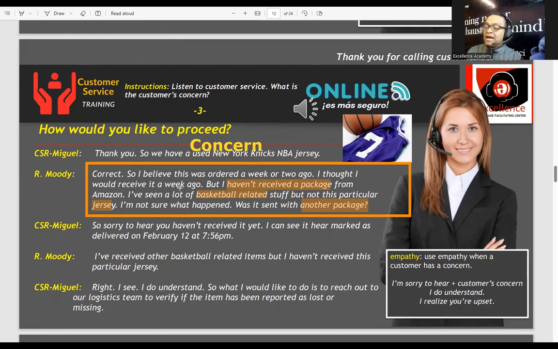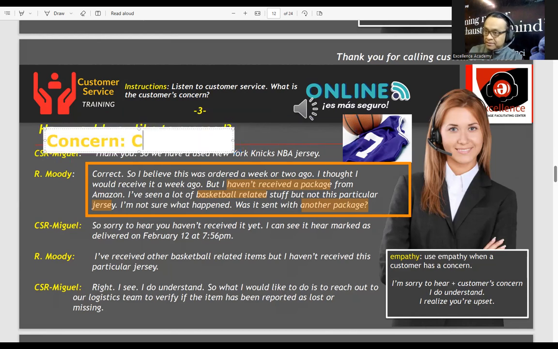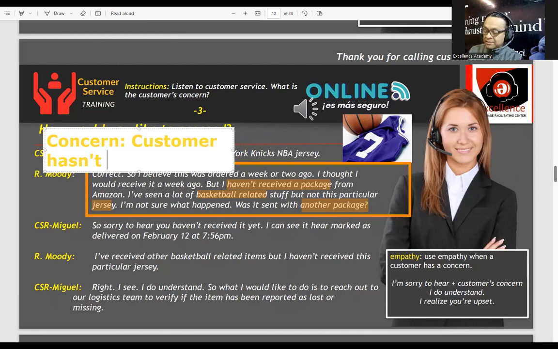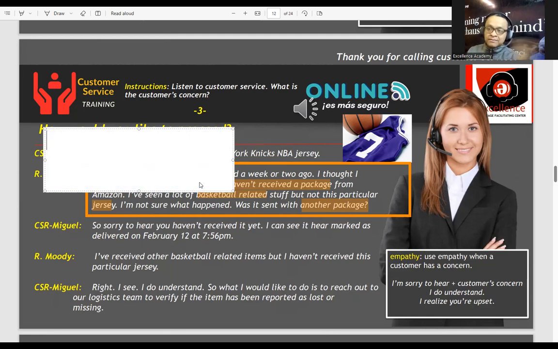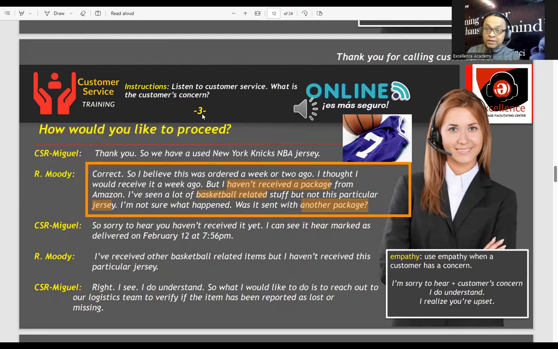So here, the concern would be the customer hasn't received her basketball jersey. So you see, it's easy. It's very easy to determine what the customer wants. So she hasn't received it, and obviously she's going to want to inquire. So she's inquiring, she's asking about this package.